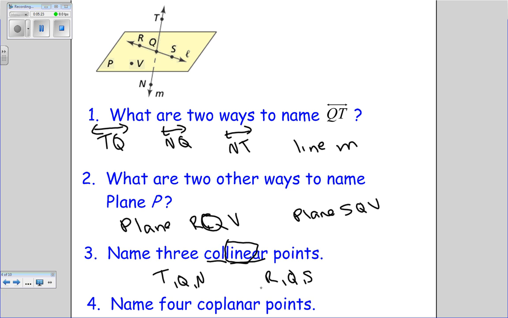Okay? All right, 4 coplanar points. Let's break it down again. Co means together. Planar. How about on a plane? I need 4 points on a plane. All right, so my only plane here is plane P. So my 4 points on plane P are R, S, Q, and V. So those are my coplanar points.